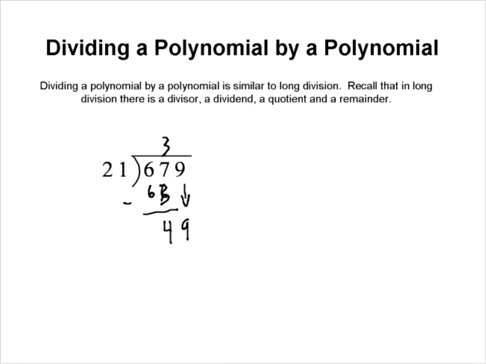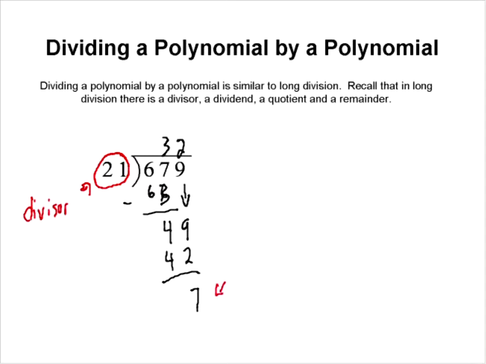So 21 goes into 49 twice. 2 times 21 is 42, and we have 7 left over. Now, there's a couple things here. We have certain names for these things. We have this thing right here, which we call the divisor.